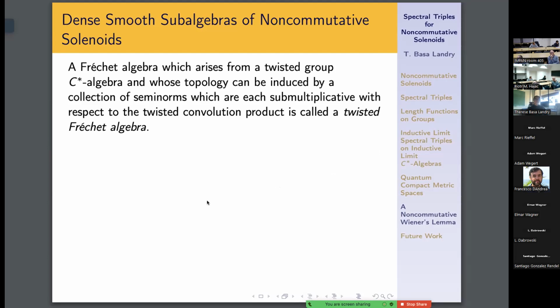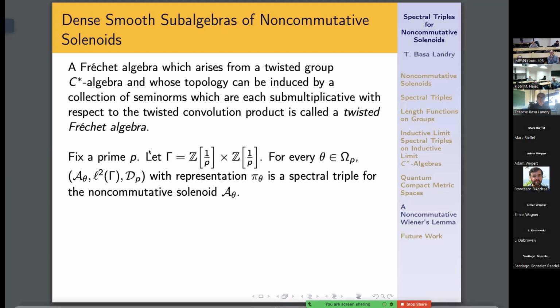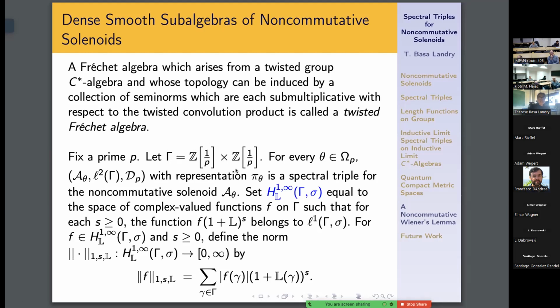More generally, a Fréchet algebra arises from a twisted group C star algebra. Its topology can be induced by a collection of semi-norms that are each submultiplicative. That's where the role of the twist comes in, with their being submultiplicative with respect to the twisted convolution product. So here is our candidate. This is what we showed.